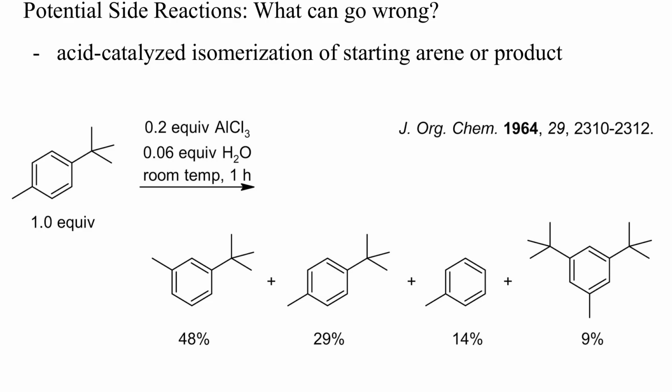So what can go wrong? Let's have a look at some potential side reactions. Under acidic conditions, polyalkyl arenes readily isomerize and transfer alkyl groups to other molecules. Thus, acid-catalyzed Friedel-Crafts alkylations should be kept as short as possible to prevent such isomerizations.